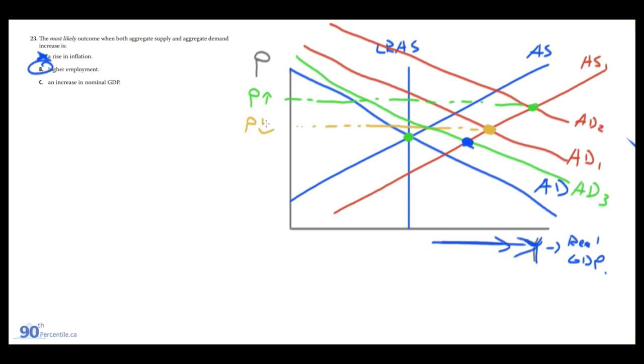It could be at this price level, even a price level all the way up here. We don't know without knowing the magnitude of the shift. So the most likely outcome is going to be the higher employment.